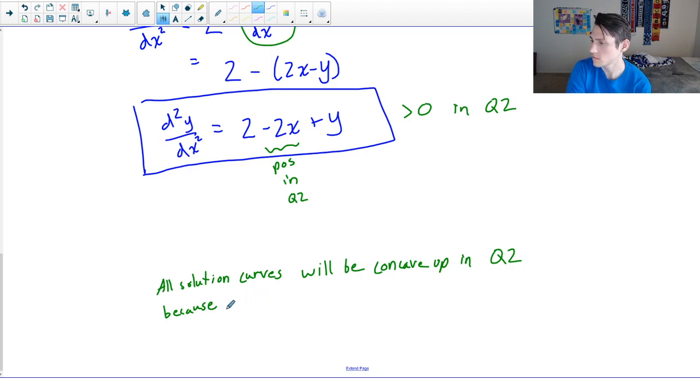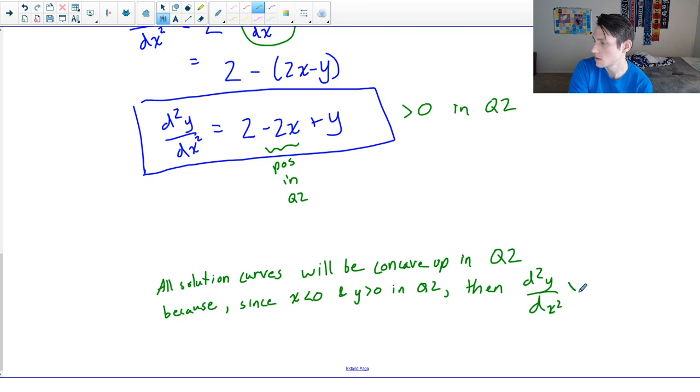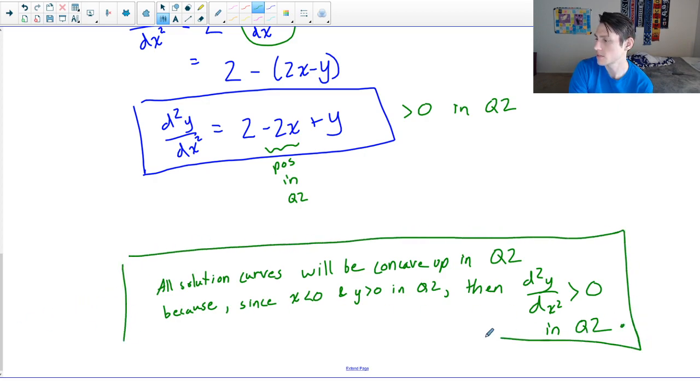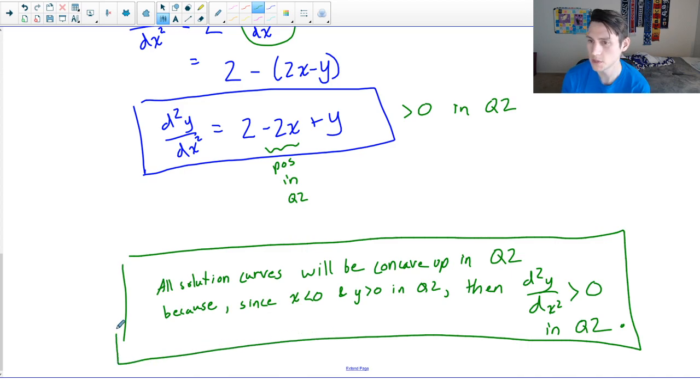Because since x is less than 0 and y is greater than 0 in quadrant 2, then the second derivative is positive in quadrant 2. All right, so we gave an explanation, we gave a reason for why. We figured that out by using the second derivative.